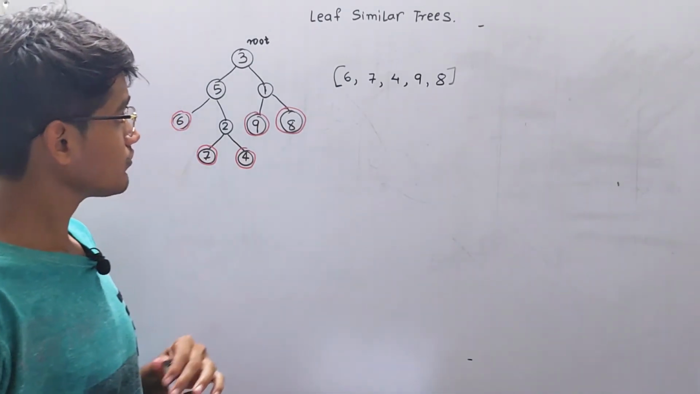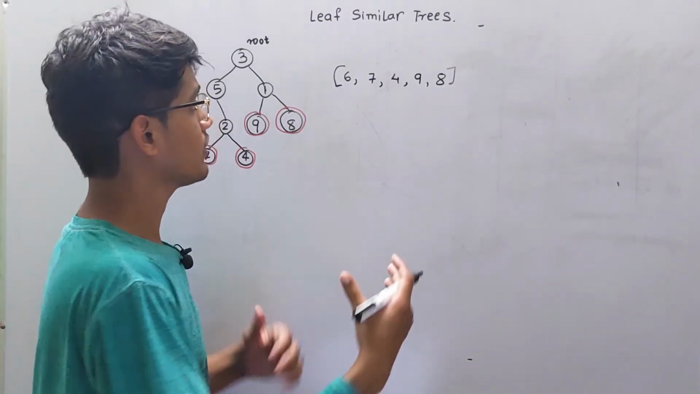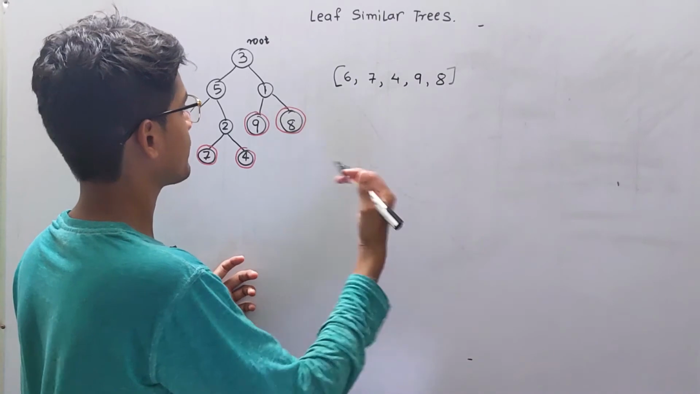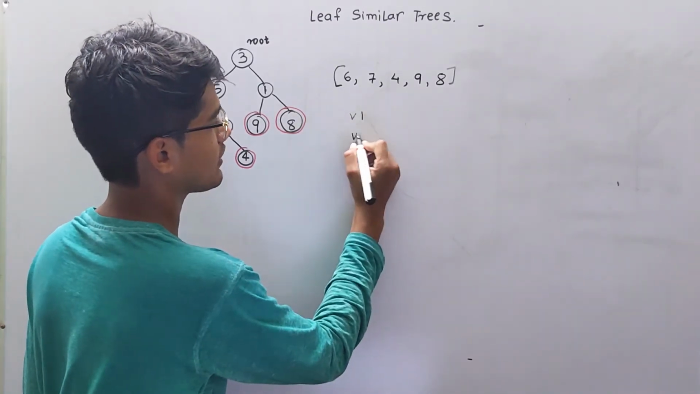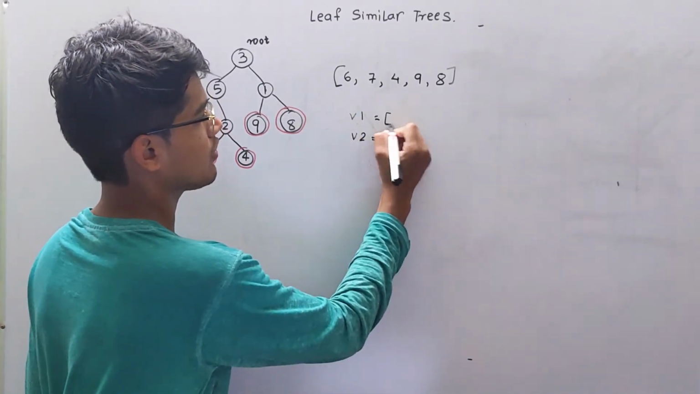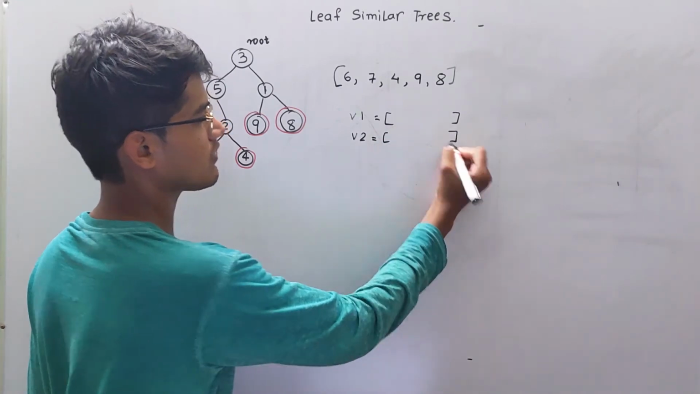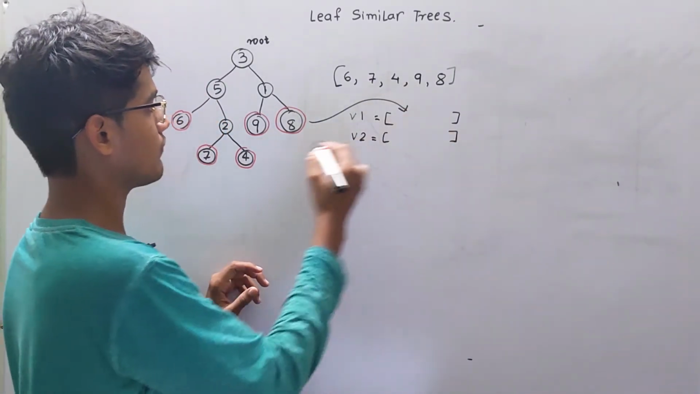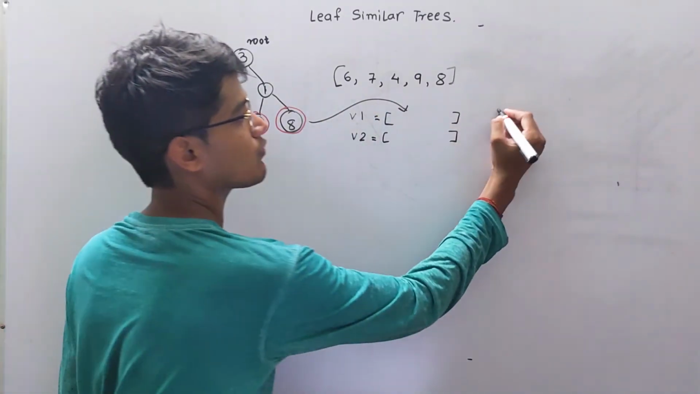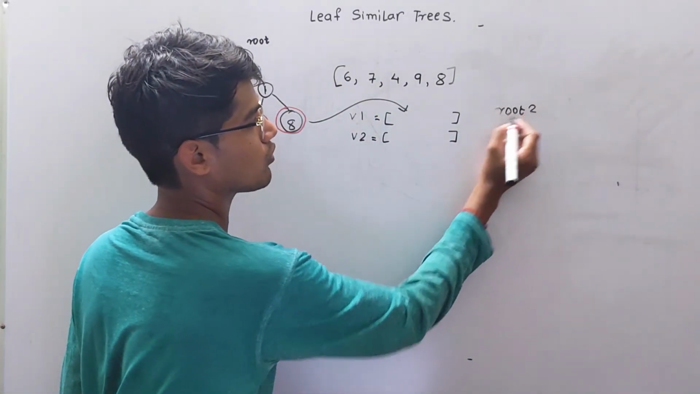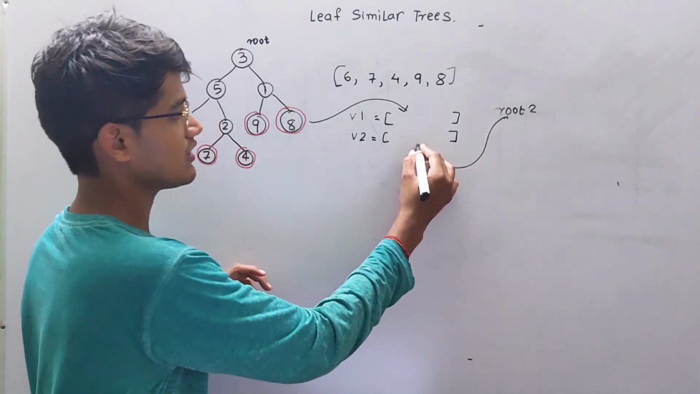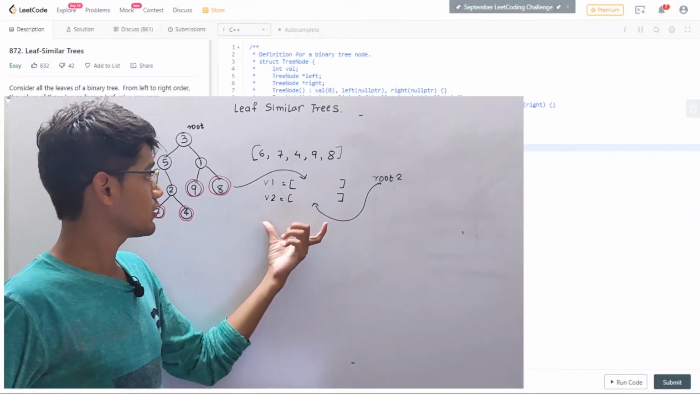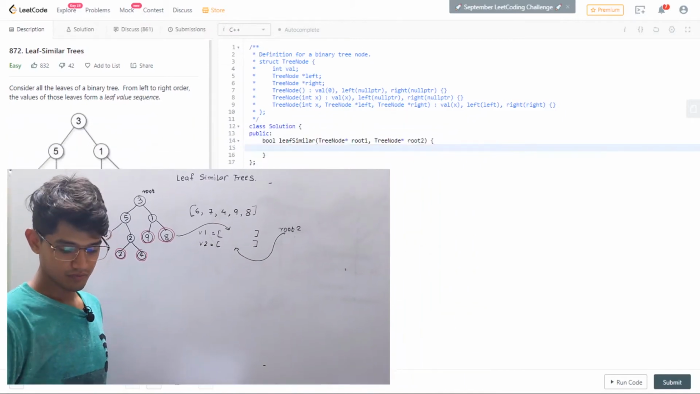So what I'll be doing to solve this question is a simple approach: we'll be making two vectors v1 and v2. We'll be storing both leaf sequences. We'll be storing the leaf sequence from this tree in vector 1, and from the other tree, going from root to node, we'll be storing the leaf sequence in v2, and at the end we'll be checking whether the vectors are equal or not.